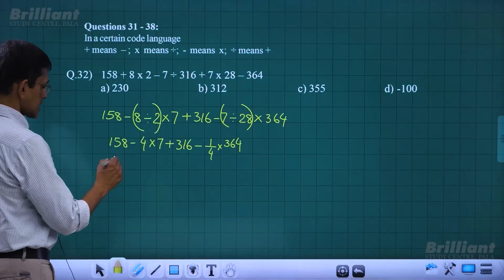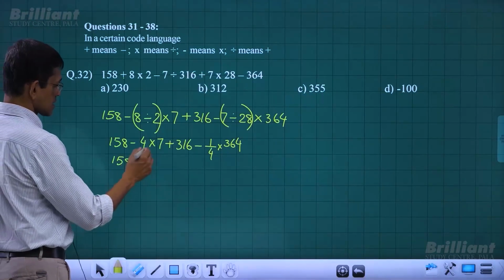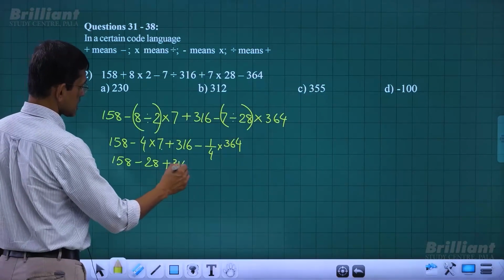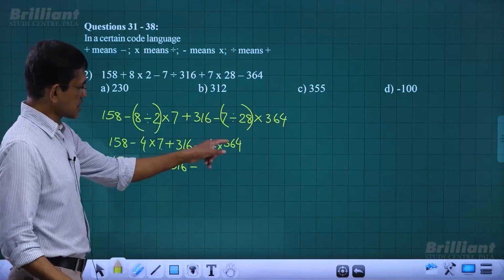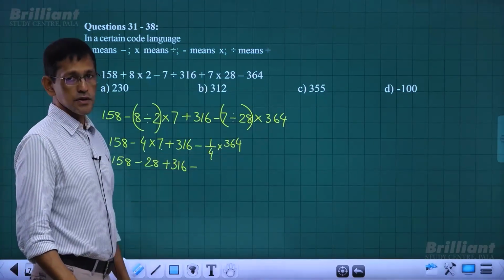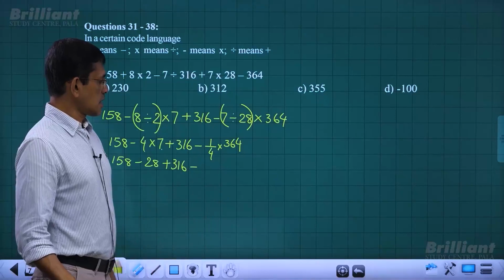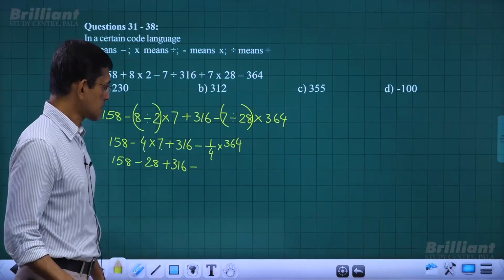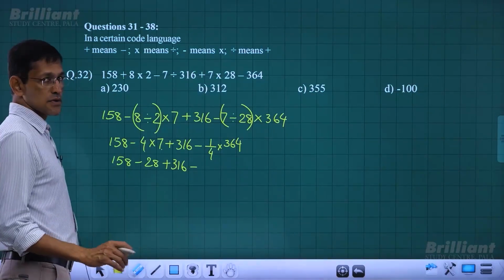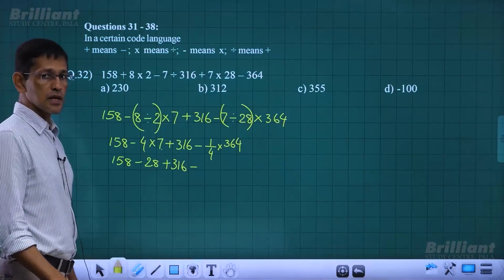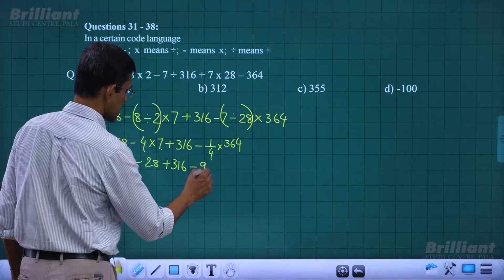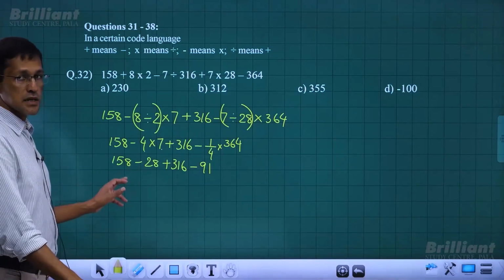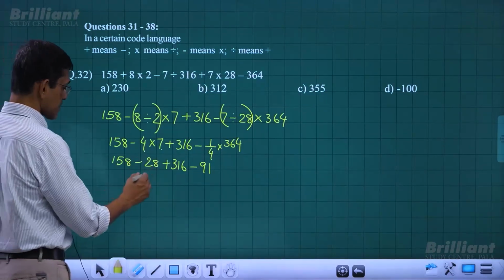Now 158 minus 4 into 7, 28, plus 316 minus 364 divided by 4. So 36, how many times 4? 9. So 91. 9 into 4, 36, right? So the result is 91. And 158 minus 28 is 130. So you get 130 from here.